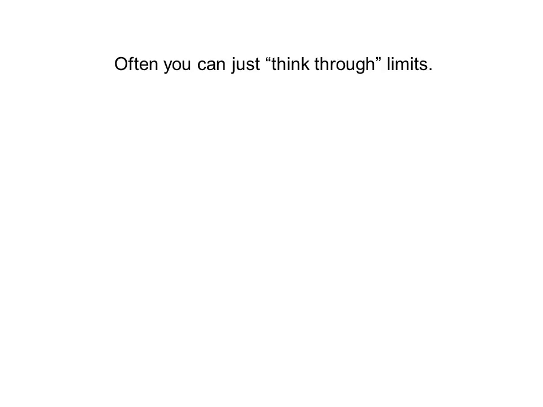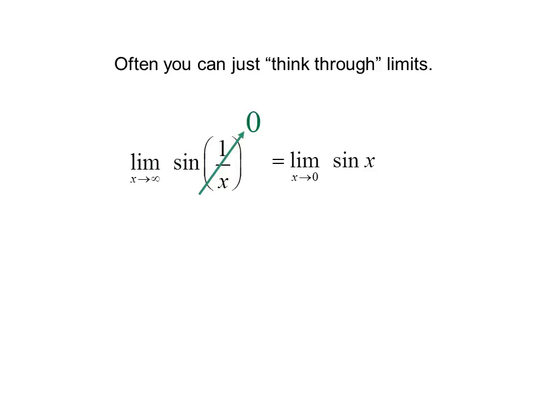Often you can just think through limits. The limit as x goes to infinity of sine 1 over x. Well, 1 over x approaches 0, and we know the sine of 0 is 0.